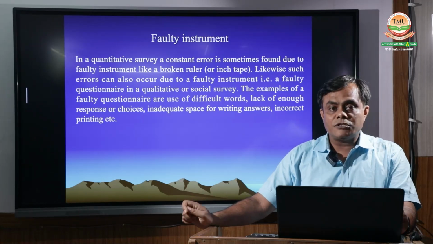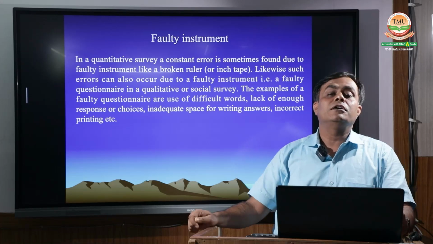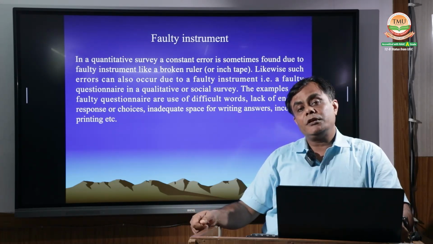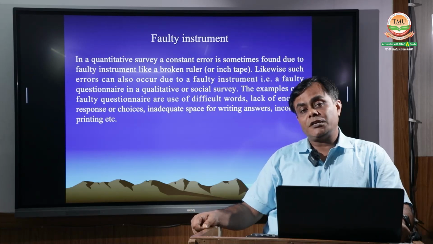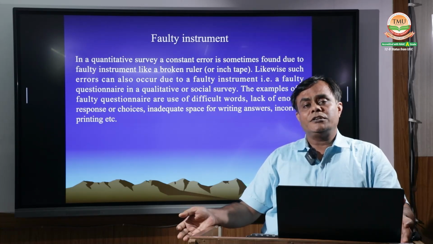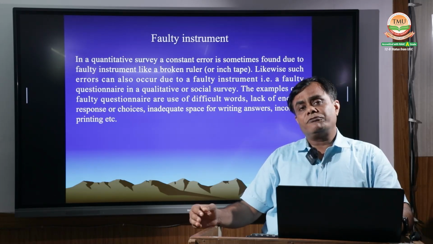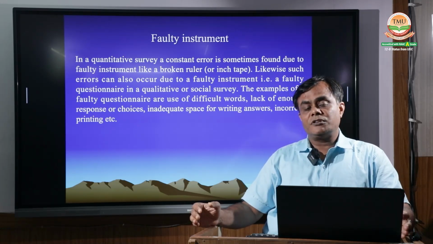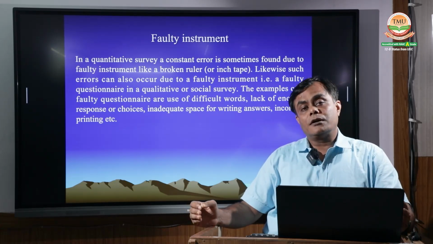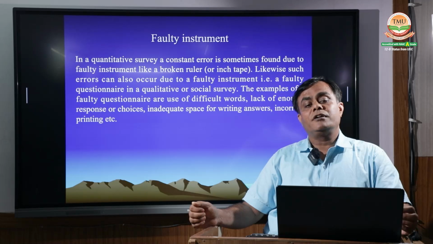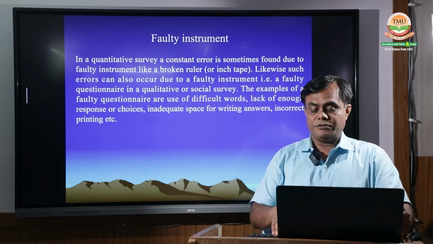Sometimes the measurement instrument you have taken is faulty, sometimes a fault in the weighing machine, sometimes a fault in the meter tape, or sometimes a fault in the thermometer. With temperature taken by a faulty thermometer, you are already recording incorrect information. In this way, due to the faulty instrument, you gather incorrect information, and due to that there is error coming into the research, and that type of error is called error due to the faulty instrument.